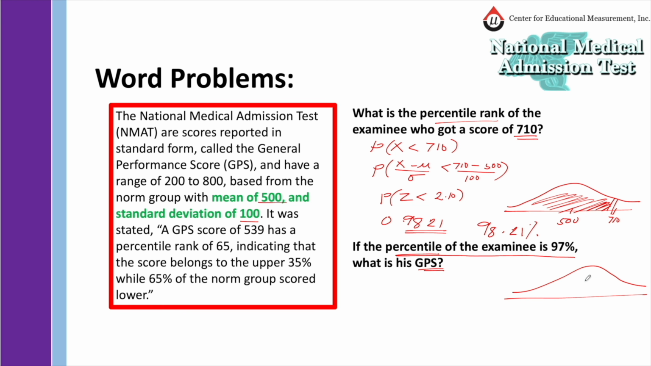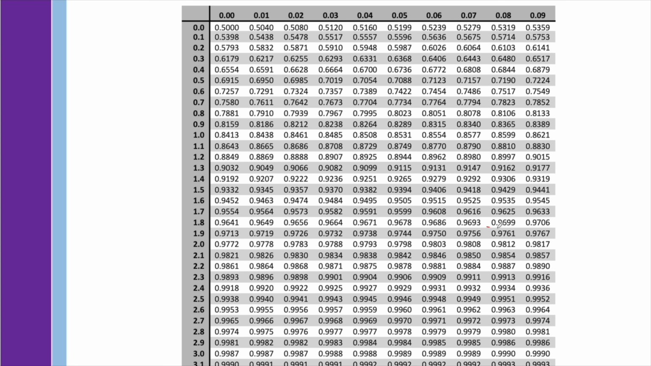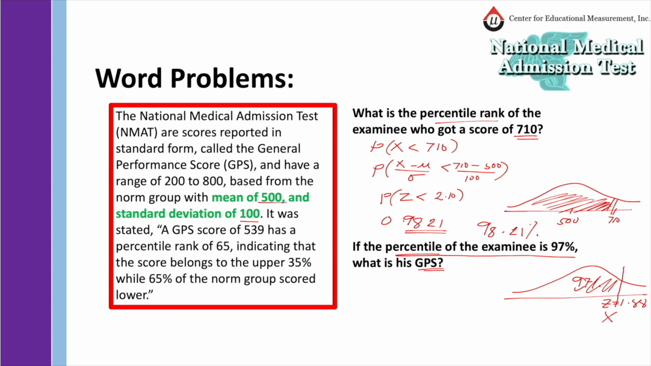On the other hand, if the percentile is 97% and you're being asked for the GPS, that indicates that if this is the normal distribution, 97% of that is somewhere here, and you're asked for this GPS score X. So we just have to find 0.97 on the table, which we can see is at z of 1.88. So the z-score of this is 1.88. Since z equals 1.88, and z is (x minus mu) over the standard deviation, substituting z as 1.88, mean as 500, and standard deviation as 100, cross-multiplying by 100, and transposing 500 to the other side, we have 500 plus 100 times 1.88, and that gives a GPS of 688. Thus, the GPS of the examinee who got a percentile of 97% is 688.